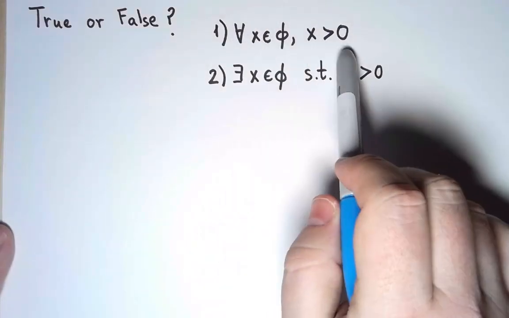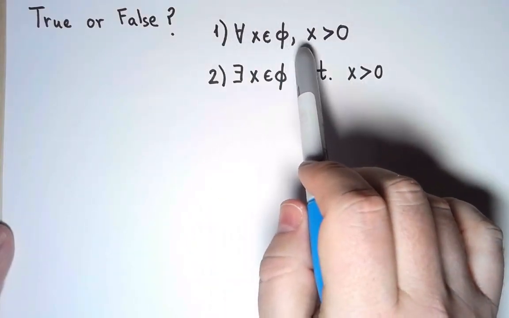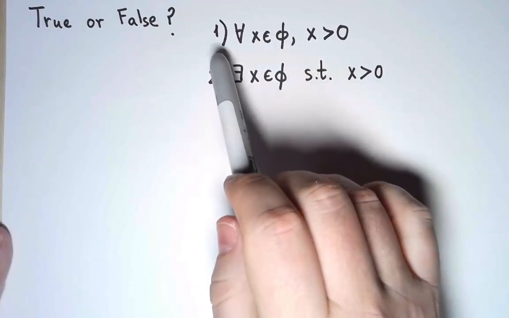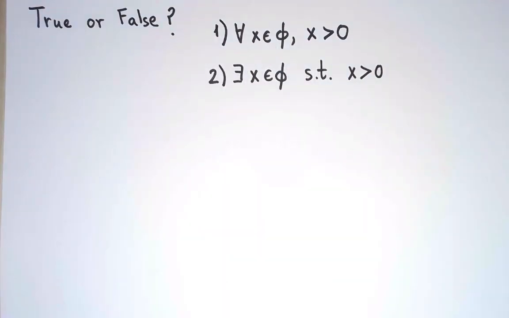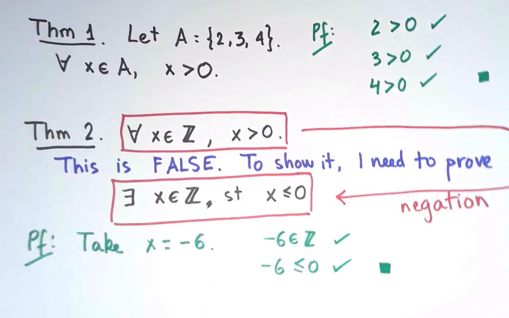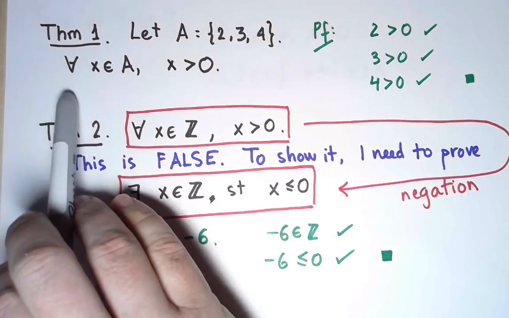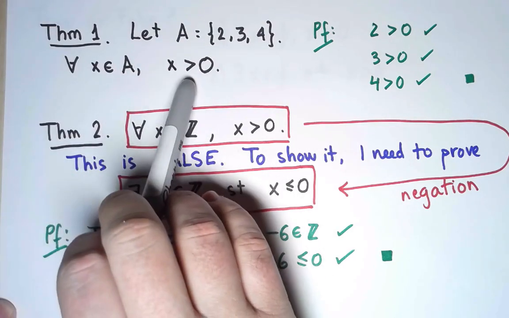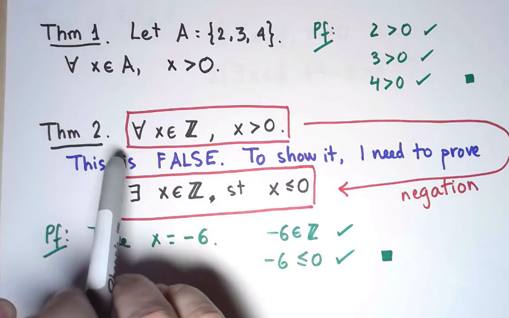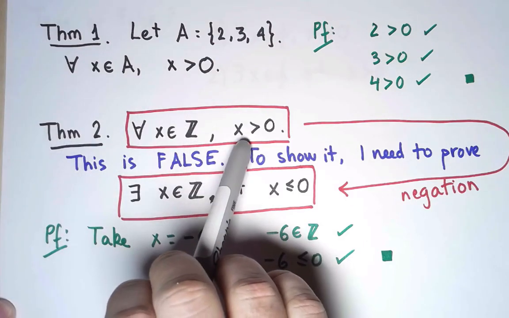I've seen statements like this before. For every x in a set, x is positive. So I'm going to focus on number one first and look at what I learned in the previous video. In the previous video, I proved that for every x in this set A, x was positive. And then I disproved that for every x in the integers, x was positive.